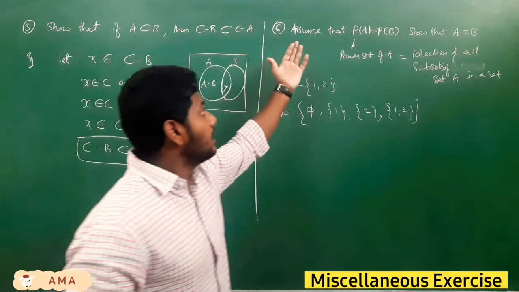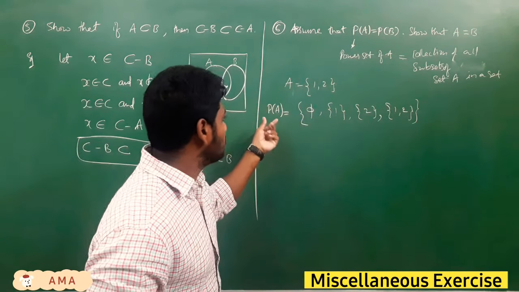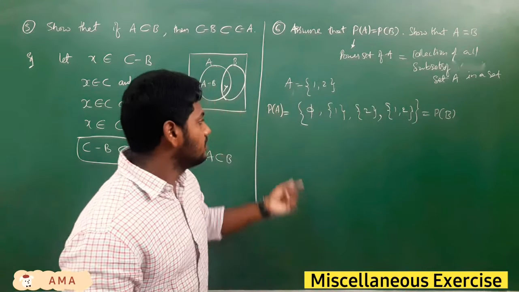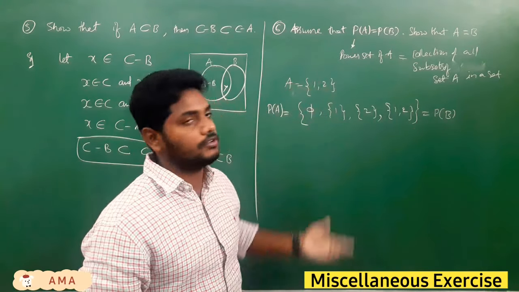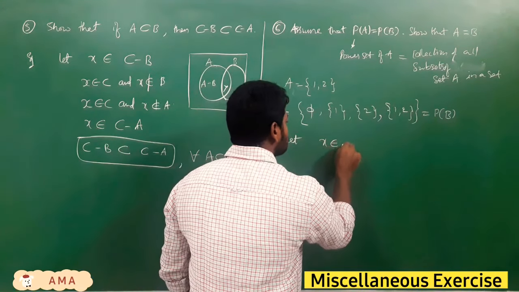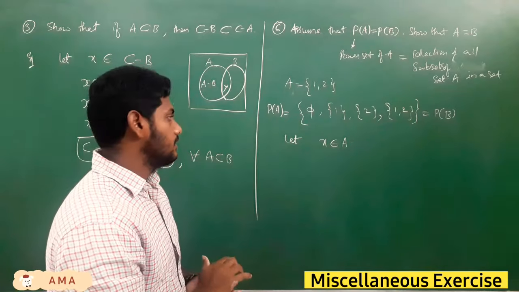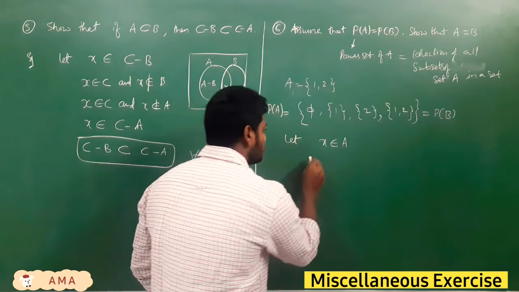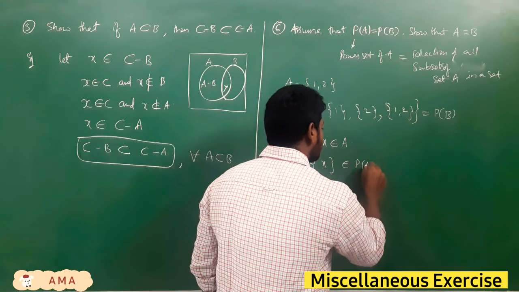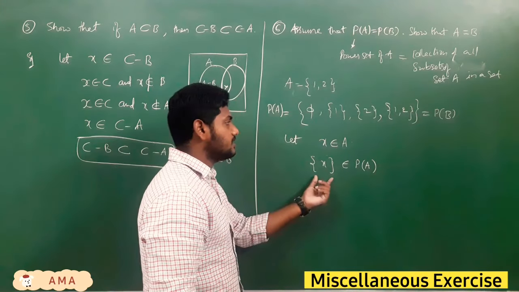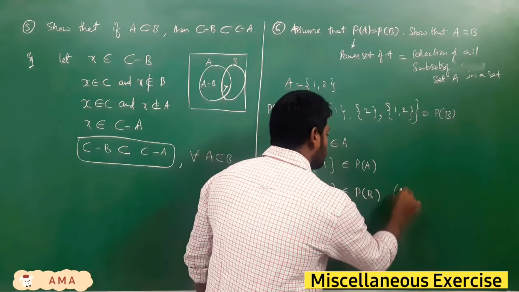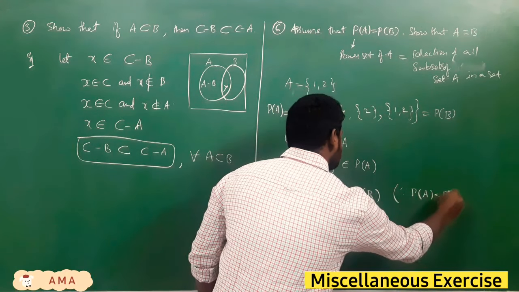Now you see the question. Assume that P of A is equal to P of B. Then we need to show that A equal to B. If P of A equal to P of B, nothing but A equal to B only. That we need to prove. See, I will consider, let X belong to A. If X belongs to A, then the set {X} belongs to P of A. If the set {X} belongs to P of A, the set {X} also belongs to P of B. Why? Because P of A is equal to P of B.